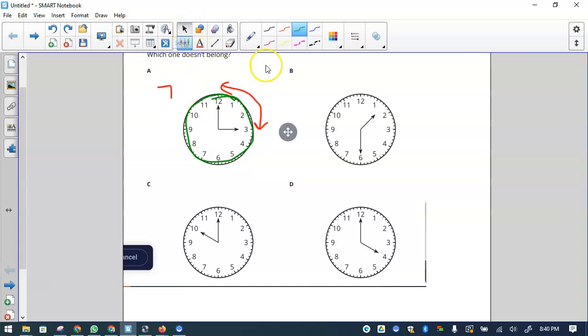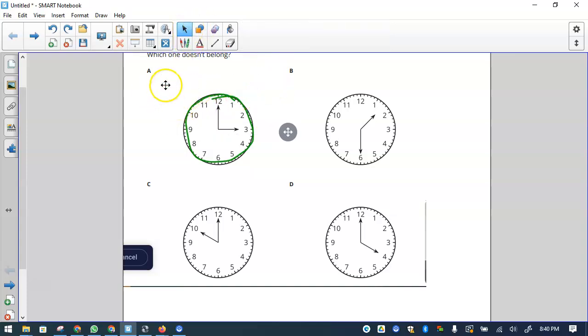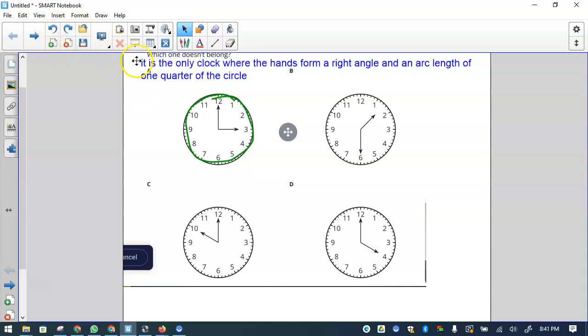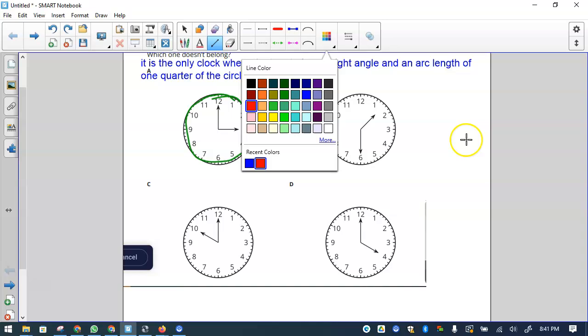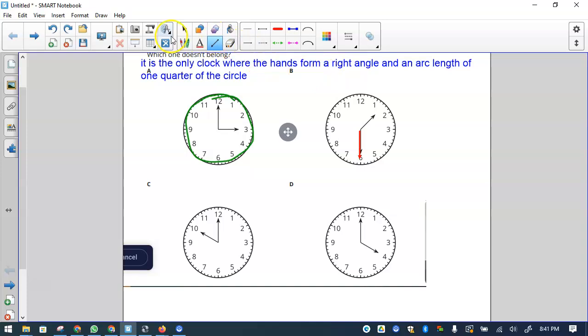Then I take this off, and here I've written: it is the only clock where the hands form a right angle and an arc length of 1/4. The second one is the only clock with the minute hand. See this minute hand. You see, this is the only one which is 30 minutes. The other one is this one.